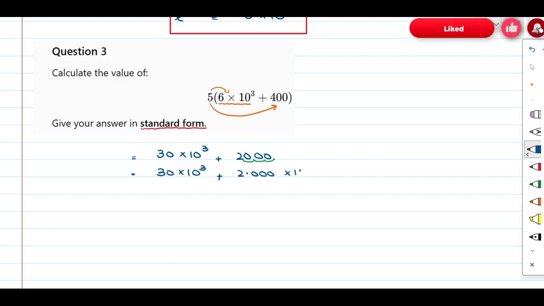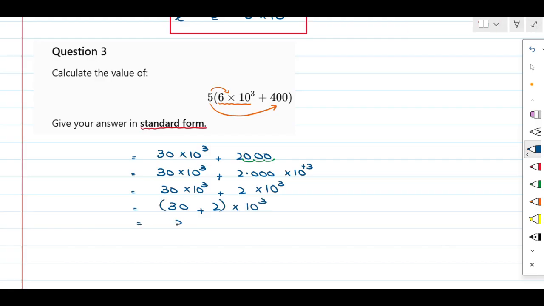So 2.000 multiplied by 10 to the power 3. When you're moving left, the power is positive 3. Now here we can say 30 times 10 to the power 3, and we can write 2.000 as 2 times 10 to the power 3. So both the powers are the same. We can say 30 plus 2, and times 10 to the power 3 is common, so this is 32 times 10 to the power 3.